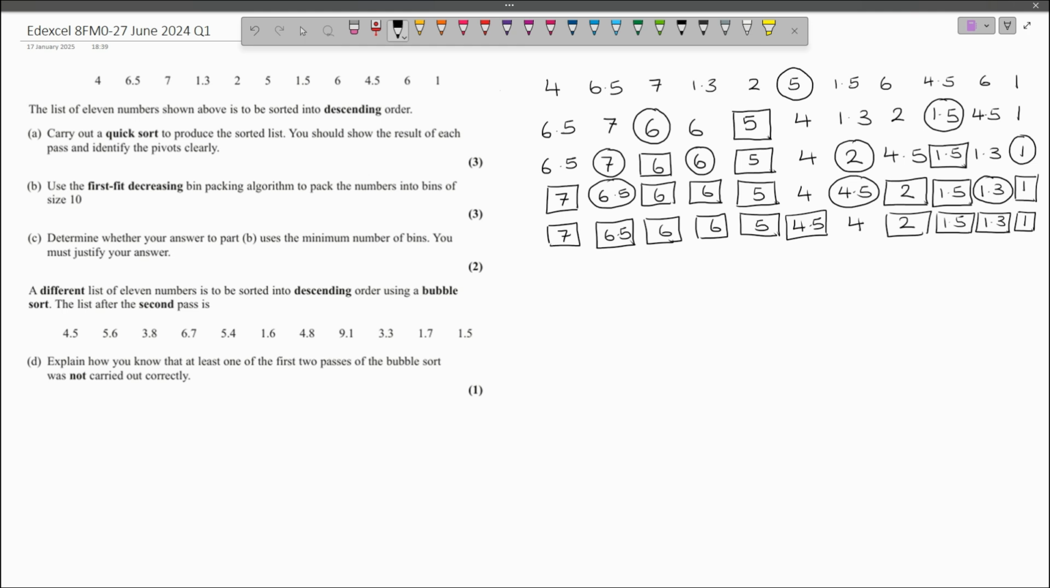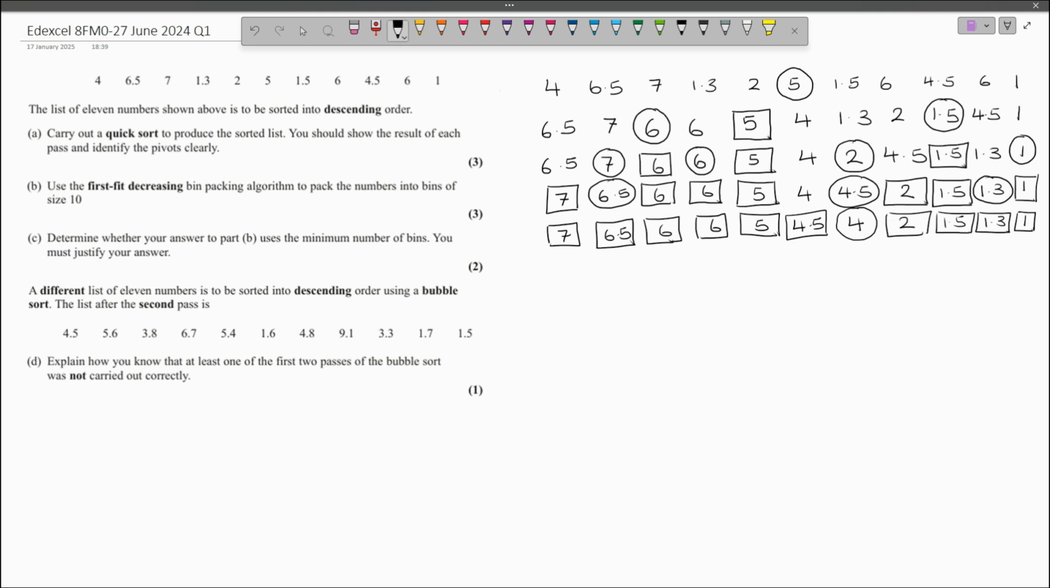We could circle 4 and do an entire another pass, but actually we can leave it after circling it because every number now has a circle or box. So we know that every number must be in its final position. So we've now sorted the numbers into descending order.